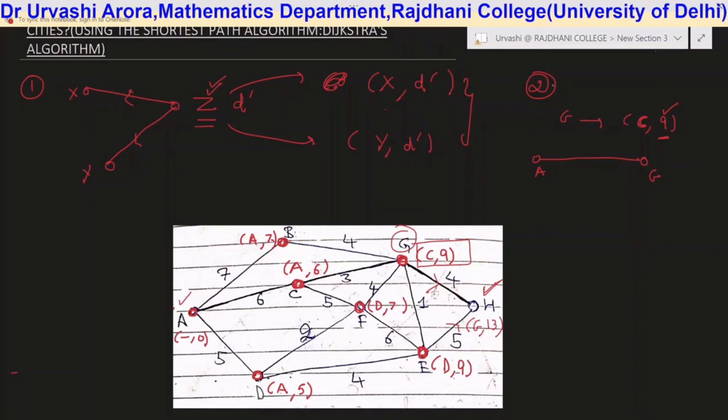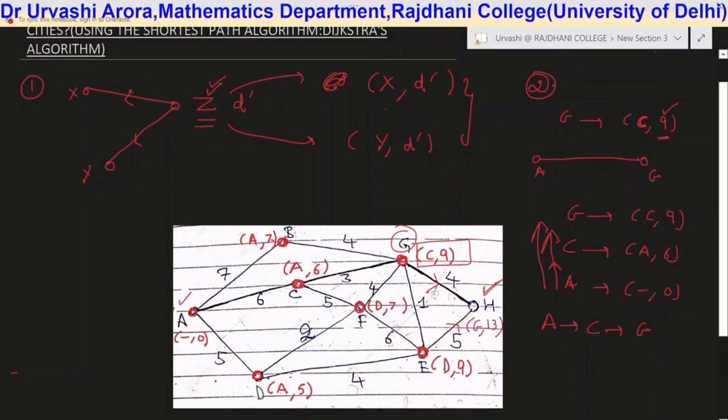To get the shortest route between A and G, the label which G has is C9. Again we write the label for C. The label for C from the graph is A6. Now moving to A, the label which A has is 0, which we gave in the beginning, although we don't need this label. Moving in a backward manner, the shortest route from A to G is from A to C, and from C to G. The distance traveled along this route is 9. So this is for the vertex G.